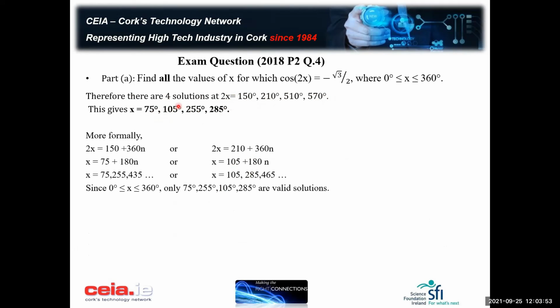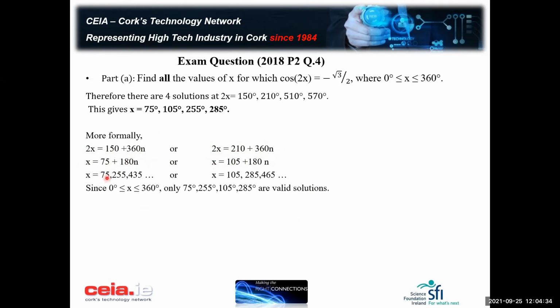Now, if you want a slightly more formal way of doing that, what you would say is, okay, there's a solution, 2x equals 150, but you can always add any number of 360s to that. There's a second solution at 210, so 2x equals 210, plus any integer multiple of 360 added to that. And then divide each of those by 2 to get x equals 75 plus a multiple of 180, or x equals 105 plus a multiple of 180.